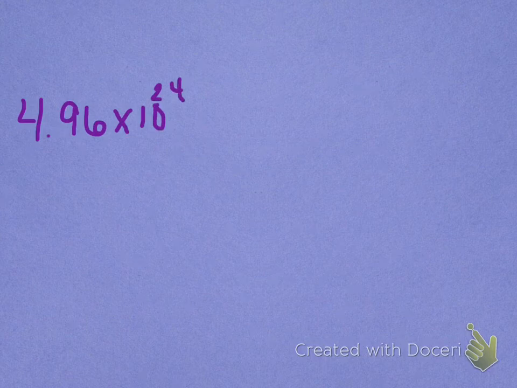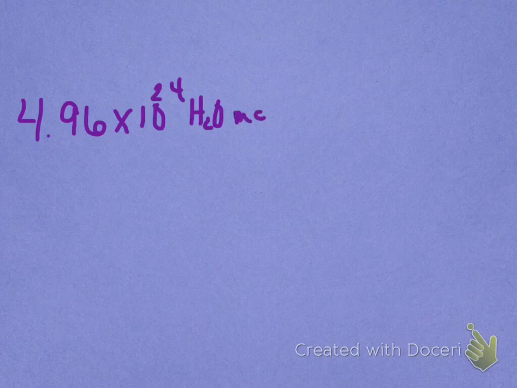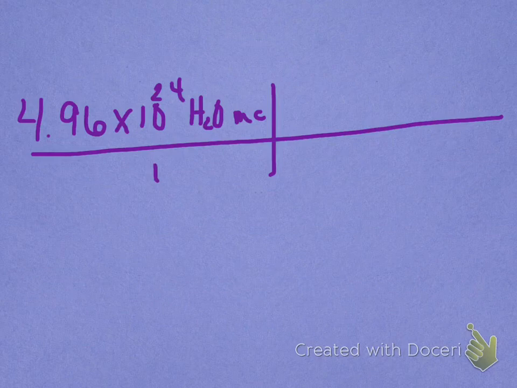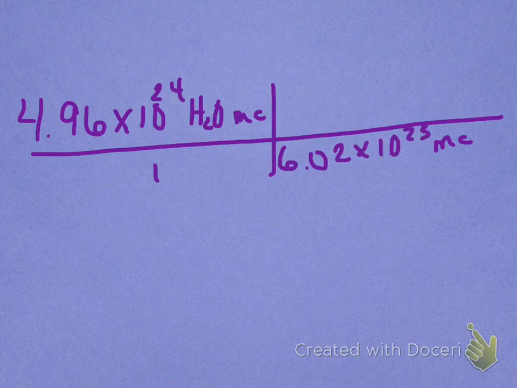So I had 4.96 times 10 to the 24th water molecules. All right, and I'm going to set up my conversion factor. Now I want molecules to go down here, so I know the number that goes with molecules is always going to be Avogadro's number. So I have 6.02 times 10 to the 23rd molecules is equal to that molar mass that we calculated, 18.02 grams.